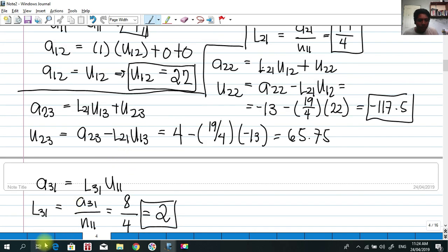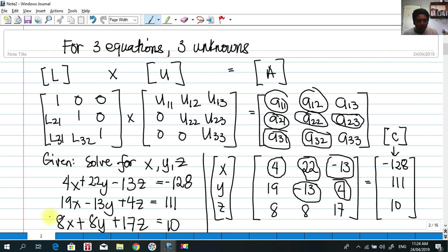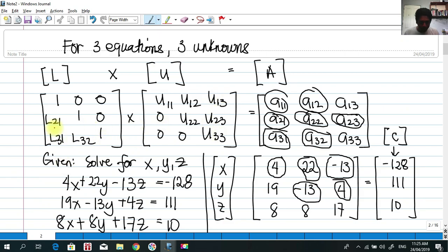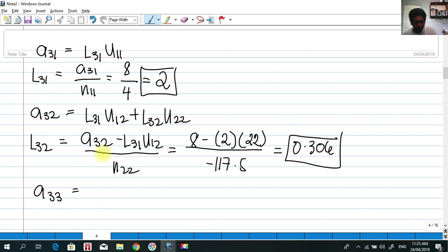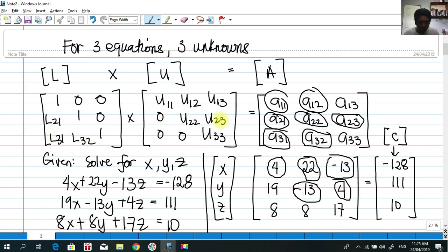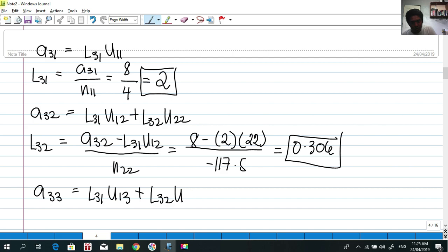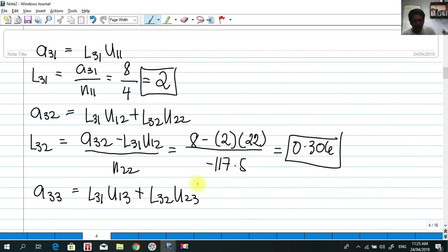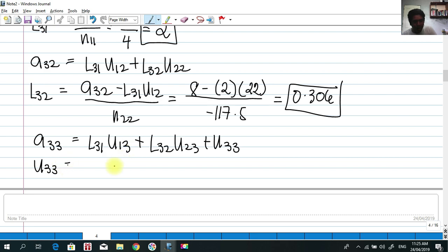And lastly, we have to compute A33, row 3, column 3. So we have L31 times U13 plus L32 times U23, plus 1 times U33, or simply plus U33. We don't know the value of U33, so we have to get that.